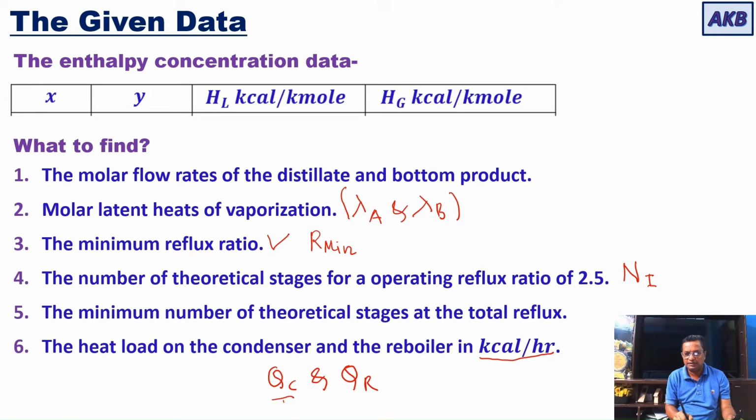QC in this case is the heat load on the condenser, or in other words, the heat duty of the condenser, and QR is the heat load on the reboiler, that is, the heat duty of the reboiler. Okay, so now we know what the numerical statement is, and we have collected the information that is given to us. Now we will use that information to do all these calculations. So let us make it.